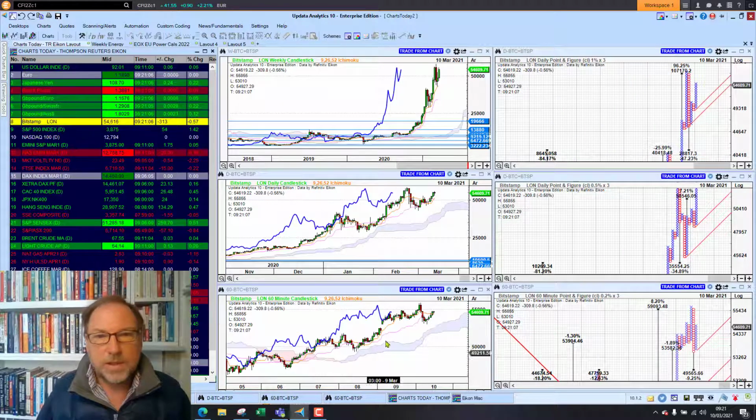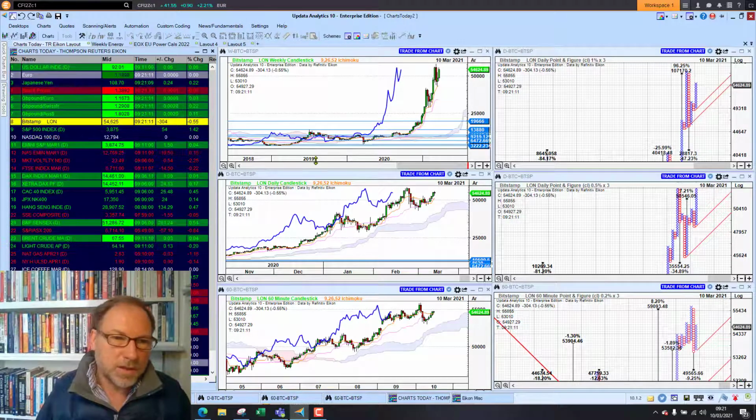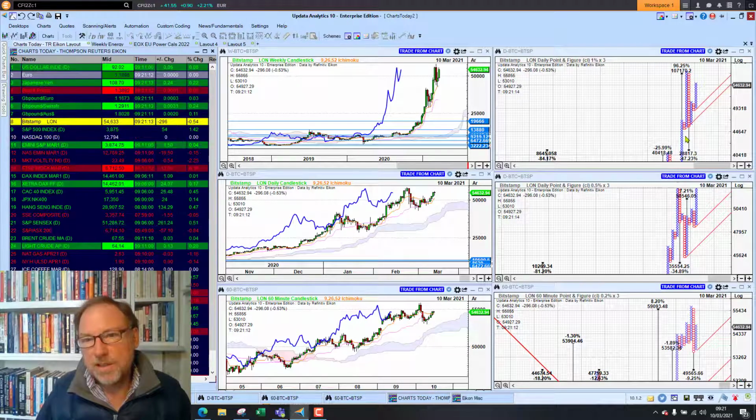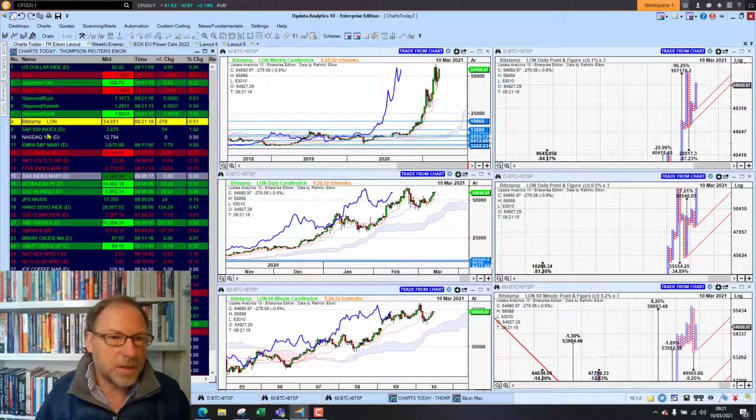Looking at Bitcoin, we're sitting at $54,000, so holding on to its gains there. Short-term bullish again, and the longer-term charts are bullish. Don't be surprised to see these downside targets coming off the chart. We make new highs, we lose those targets. So that's how it works.